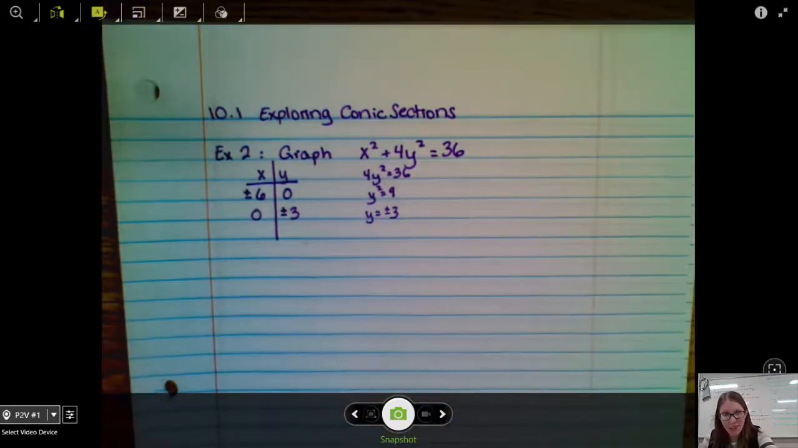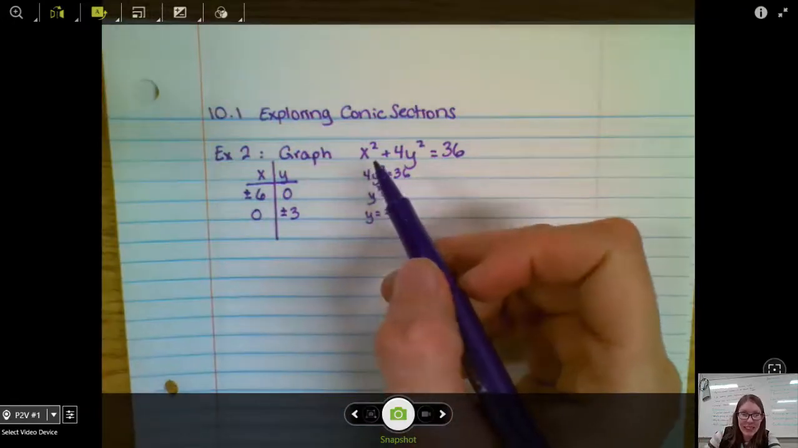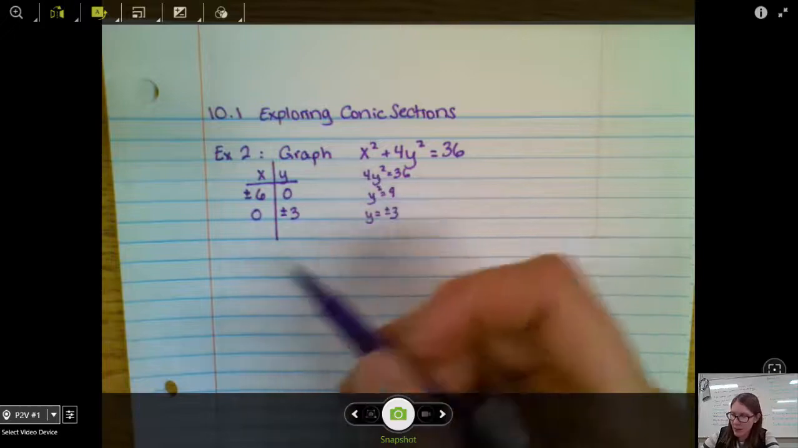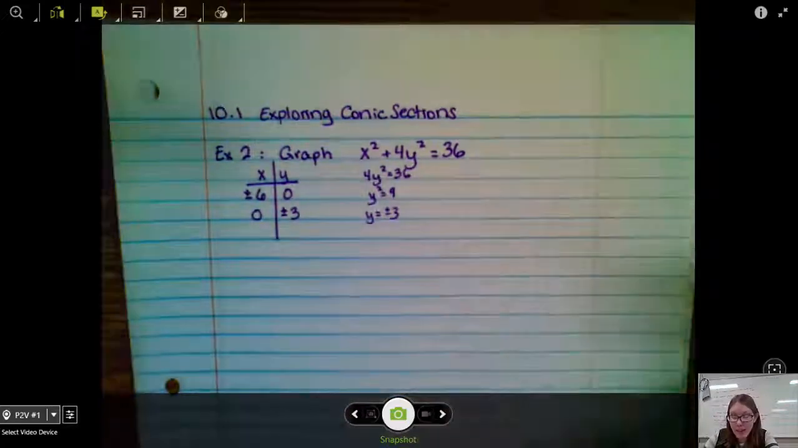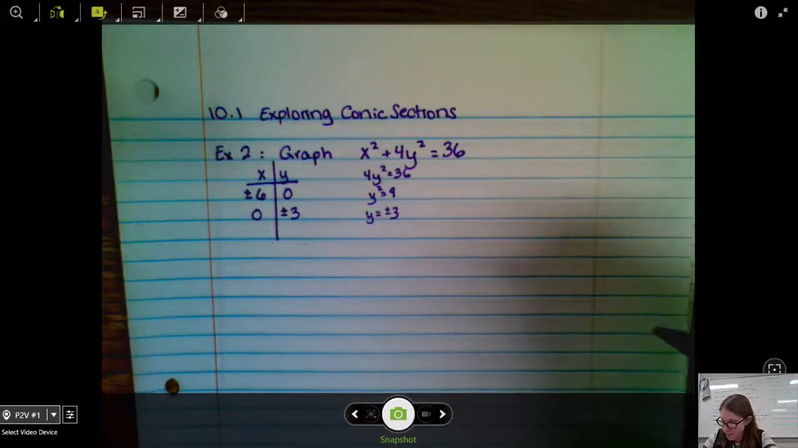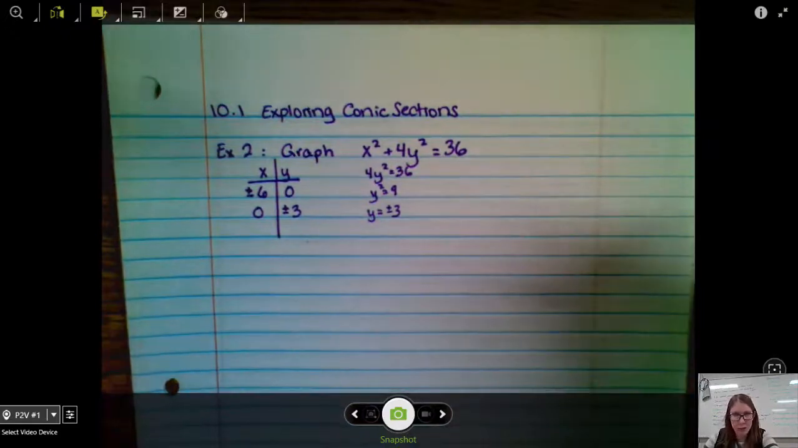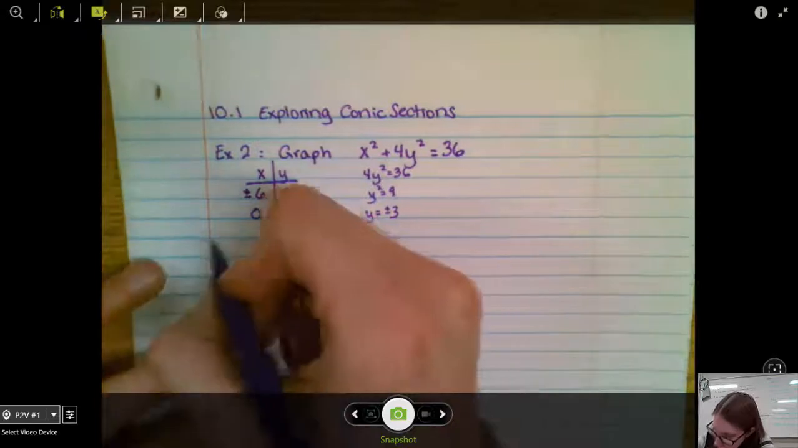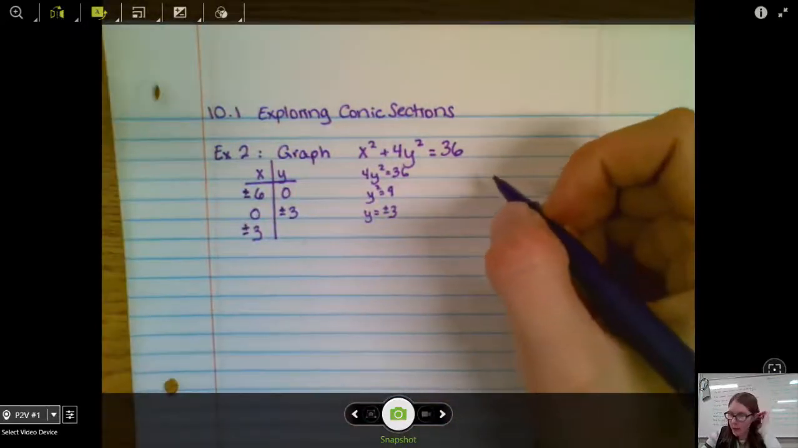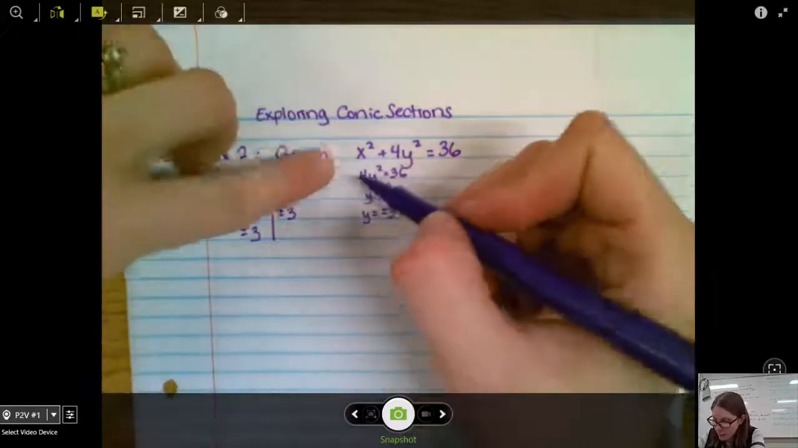And just to give us a little better of an idea of what this looks like, I'm going to plug in one more value. And there aren't any other easy ordered pairs that we can come up with that are nice whole numbers. So let's just try plugging in a value for x. Let's plug in 3 for x. So if x is either positive or negative 3, this is what happens.